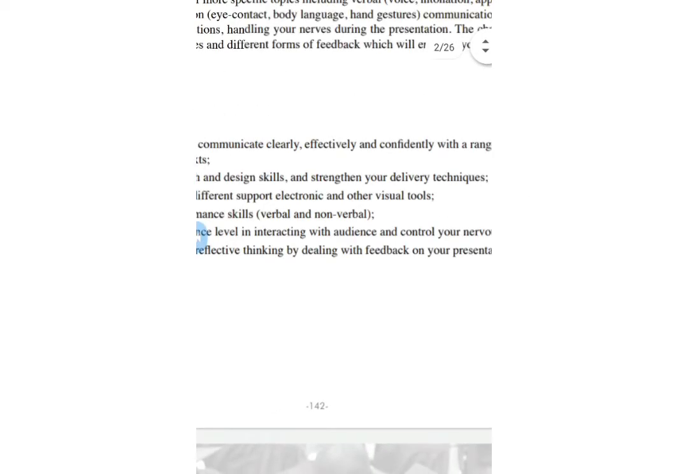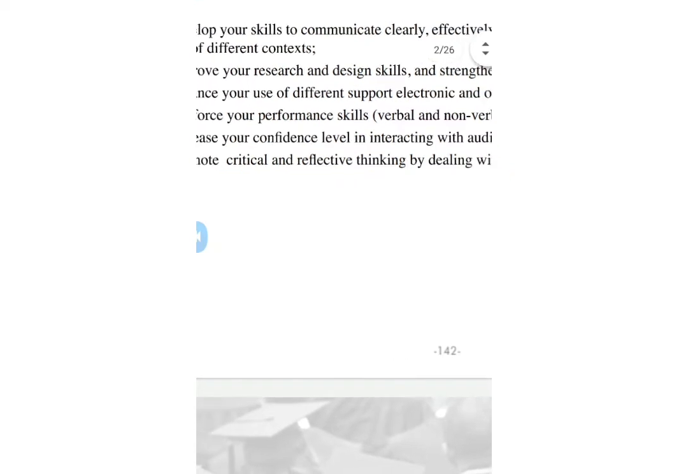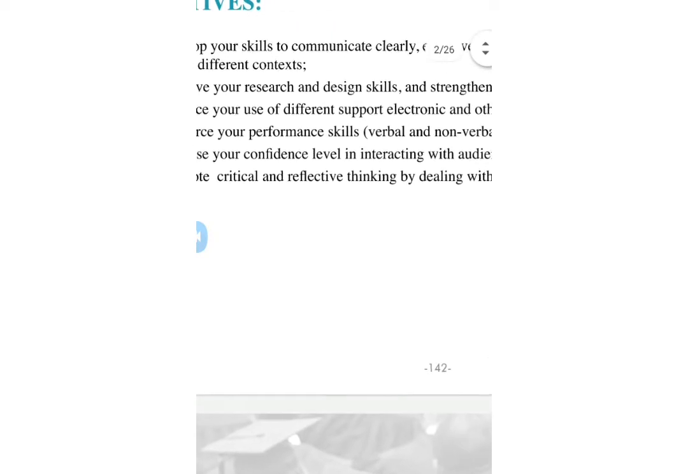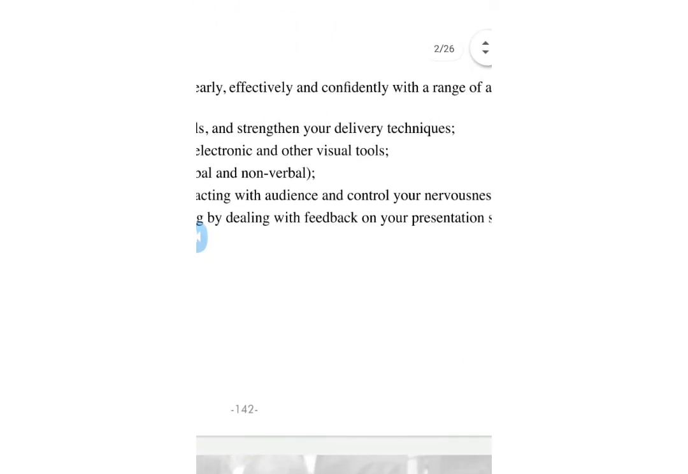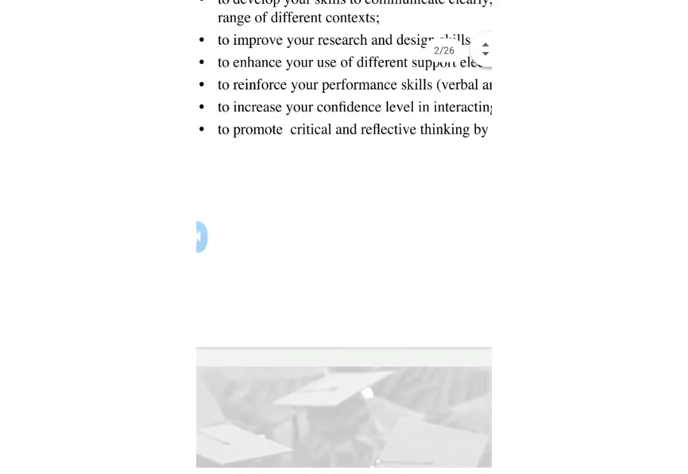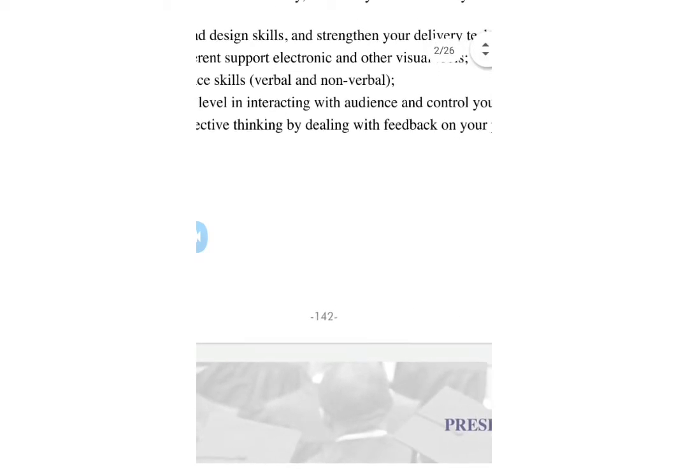I think when I met you the last time, I spoke about how public speaking is one of the biggest fears that people have in life. To stand up in front of a group of people and speak, that can be your biggest fear. So this will help you increase your confidence level in interacting with the audience, and it will help you to control your nervousness. All right.